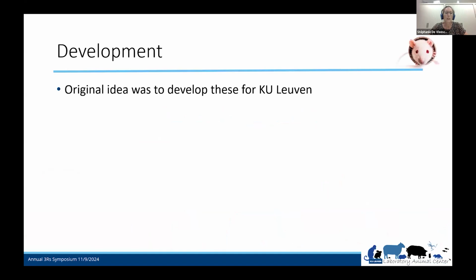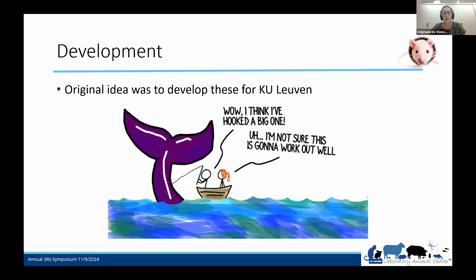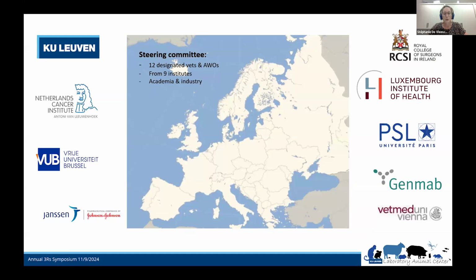So the OBSERVED guidelines, as I said, the original idea was to develop these for KU Leuven, so for our institute. But then I quickly realized that this was too much work to do by myself. So after discussing with some colleagues, we set up actually a steering committee, which consists of 12 designated vets and animal welfare officers from 9 institutes, and institutes both in academia and industry. And you can see here the different institutes that collaborated.